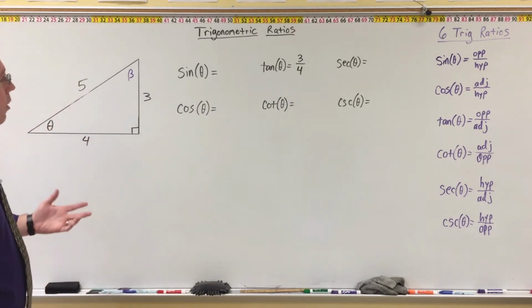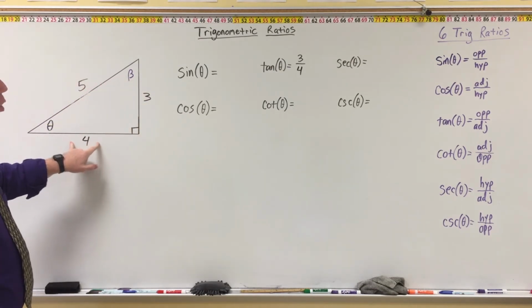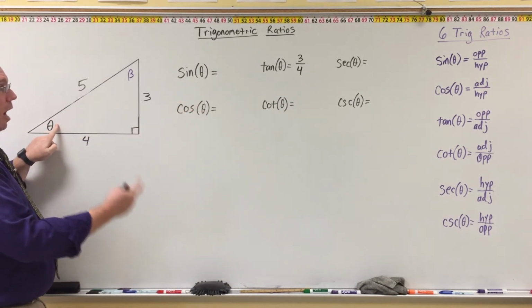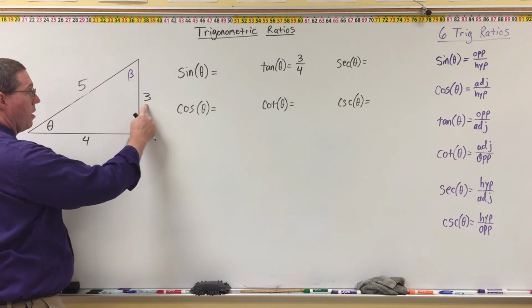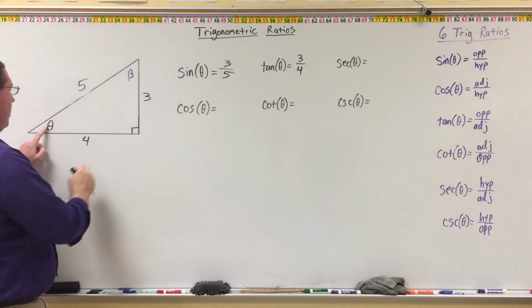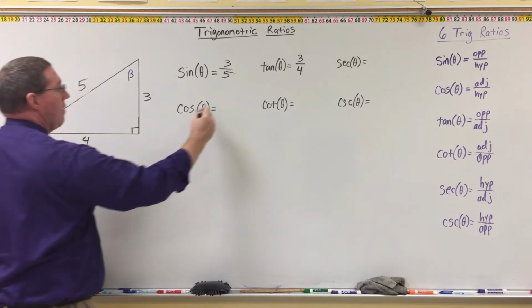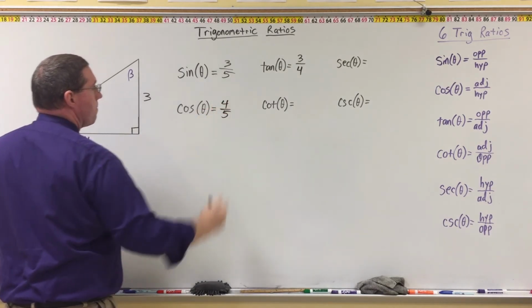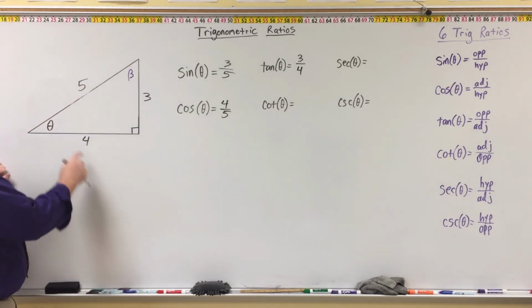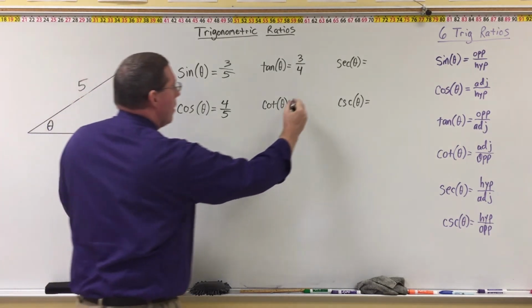Okay. All right. So now that we have the hypotenuse and we know the opposite and we know the adjacent, we can just identify all of the trig ratios. Well, the sine of theta is going to be opposite over hypotenuse. So that's opposite 3 over hypotenuse 5. So 3/5. The cosine of theta is going to be adjacent over hypotenuse. So adjacent is 4 over hypotenuse 5. So that's 4/5. The cotangent of the angle is going to be adjacent over opposite. So that's adjacent 4 over opposite 3, 4 over 3.